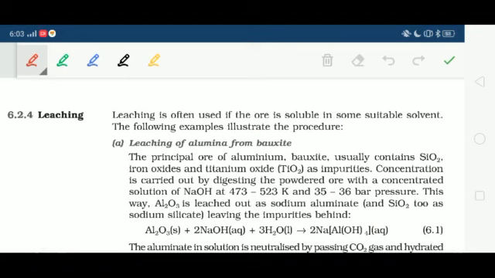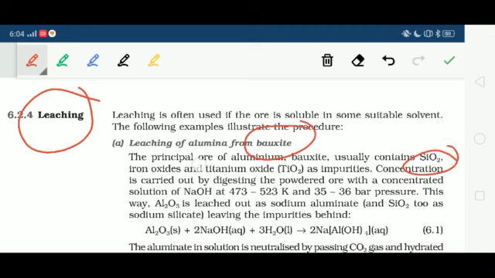Another method is leaching, which involves the treatment of ore with a suitable reagent which dissolves the ore but not the impurities. That means the ore is soluble in a particular solvent but not the impurities. For example, bauxite ore, that is an ore of aluminium, is leached with sodium hydroxide to obtain alumina, that is aluminium oxide. Now, bauxite contains silica, iron oxide and titanium dioxide as impurities.